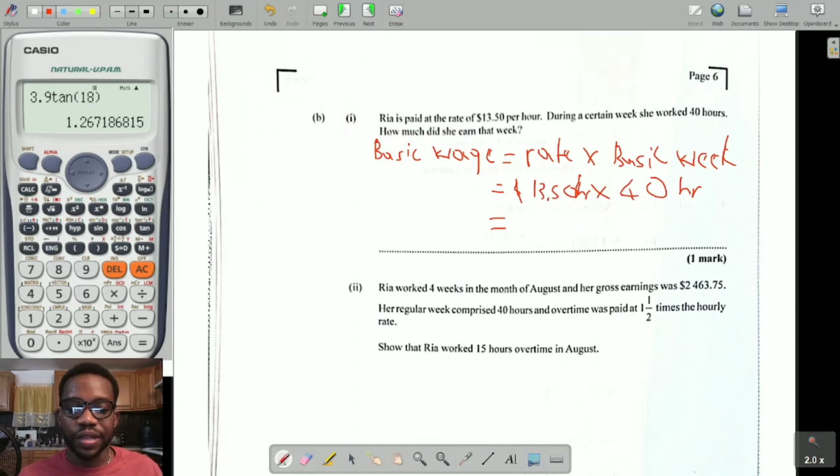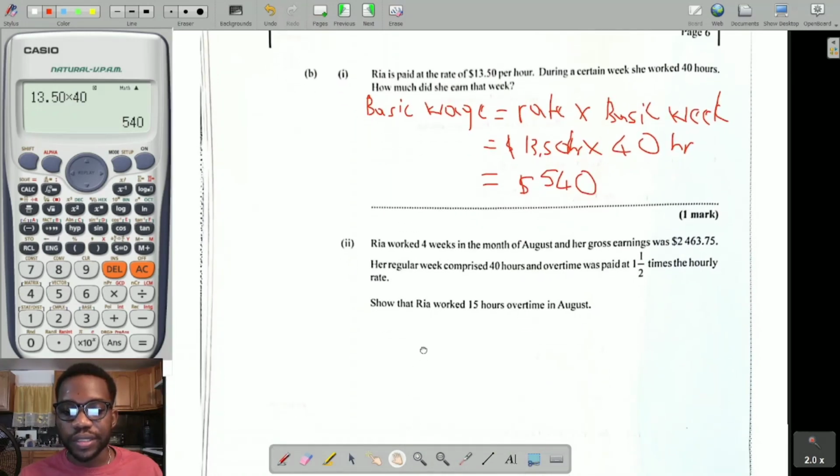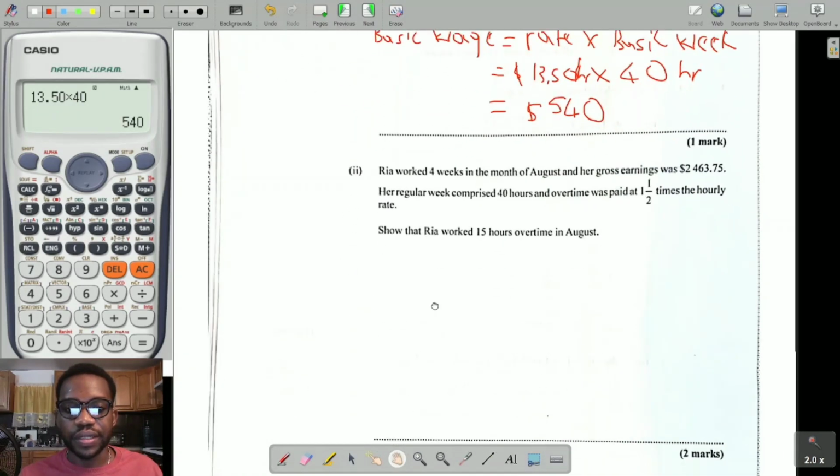And once again, this is something for the calculator. So I'm going to have $13.50 multiplied by 40. That's $540. Once again, you have done one for the calculator, 540. And that would be your correct answer. Now let's take this down a bit and see what's going on.